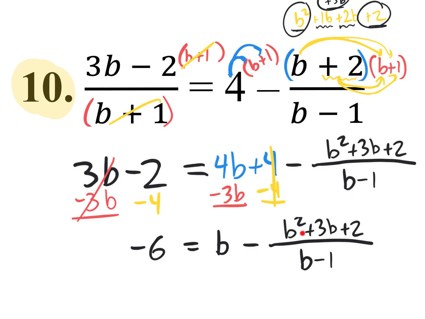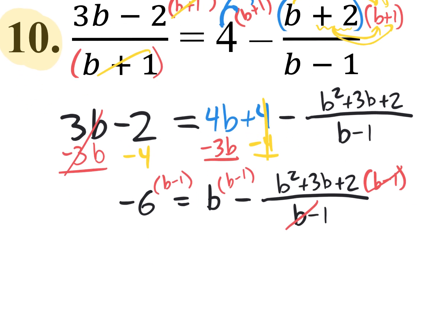Now we need to get rid of the other fraction, multiply everything by b minus 1. So you got b minus 1 here, that cancels. You're going to have to multiply by b minus 1 right here. You're going to have to multiply by b minus 1 over here. It's probably one of the longest questions on the worksheet. We're going to distribute negative 6 times b. That's negative 6b. Negative 6 times negative 1 is positive 6.